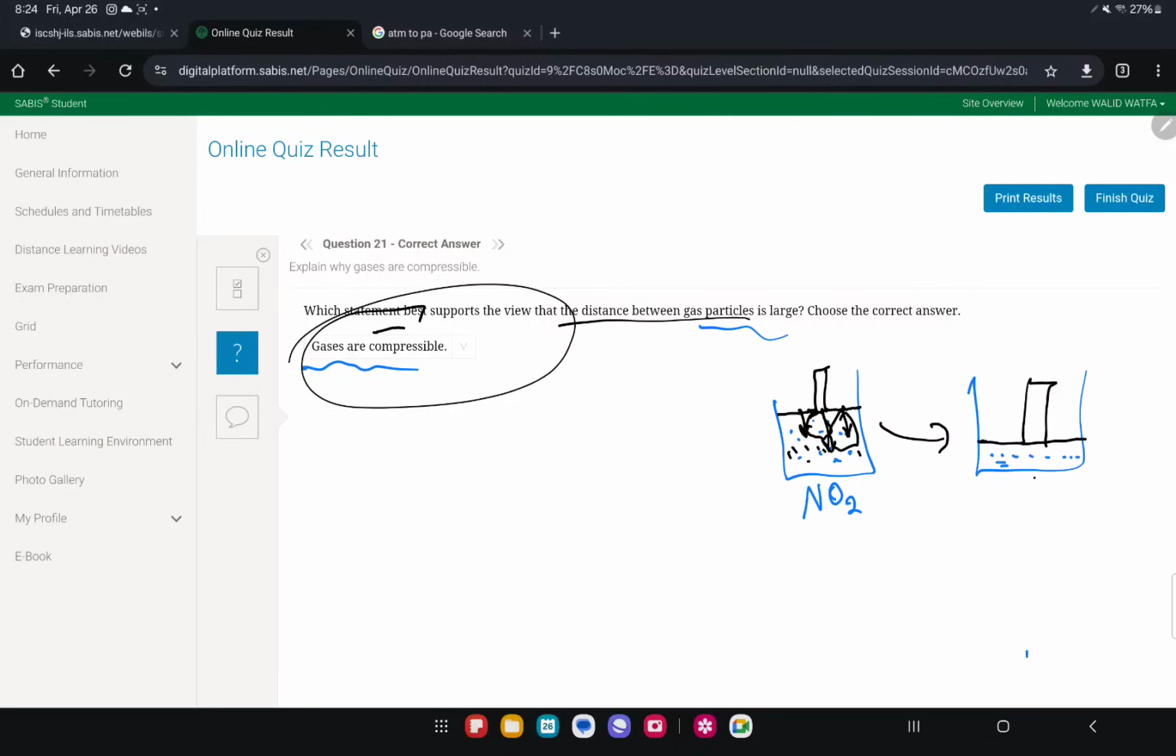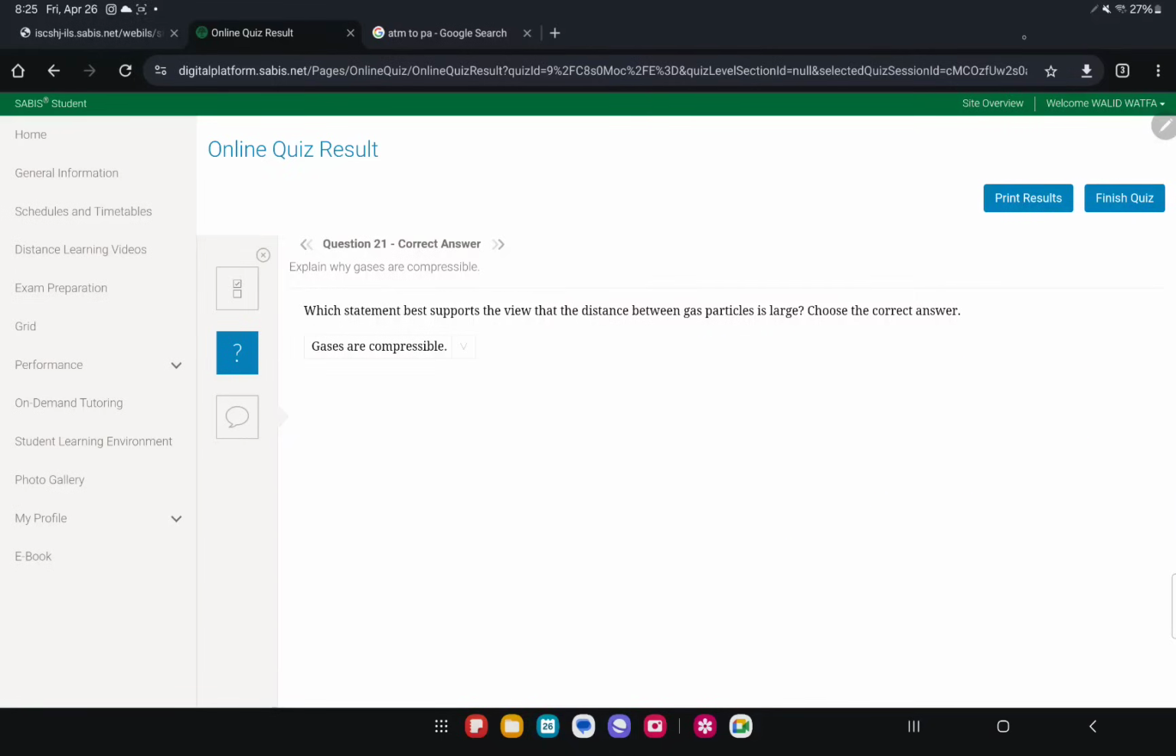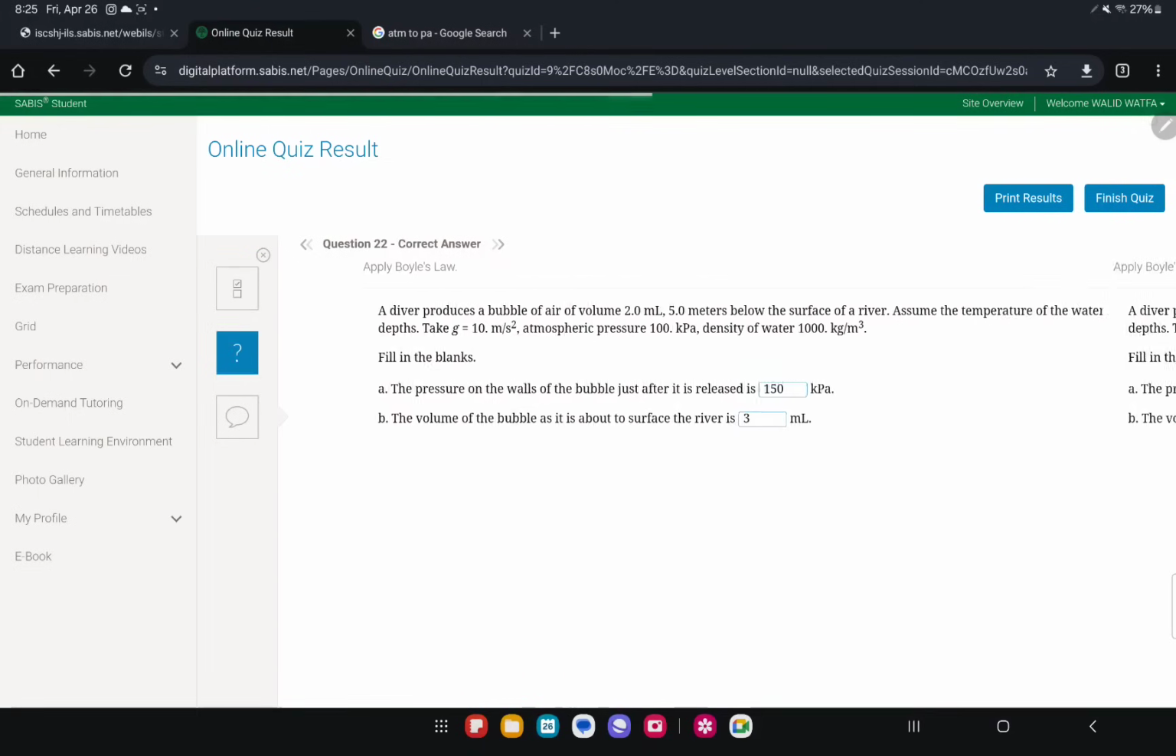Anything in general, if you want to see if it has space in it, you see, can you compress it? Can you squeeze it in your hand? Does it compress? And in this case with gas molecules, it does. So that's why it has a large space, since it compresses.